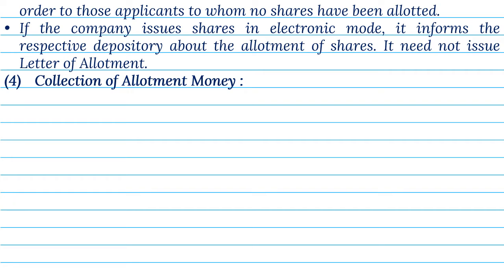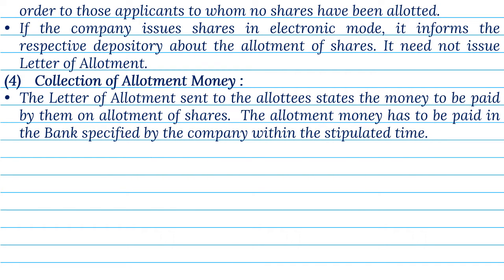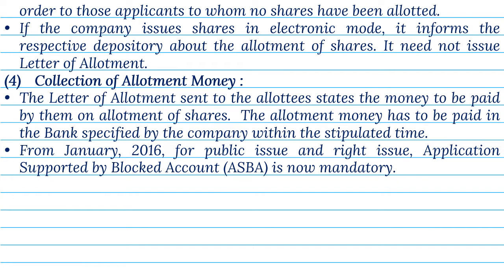4. Collection of allotment money. The letter of allotment sent to the allottees states the money to be paid by them on allotment of shares. The allotment money has to be paid in the bank specified by the company within the stipulated time. From January 2016, for public issue and right issue, applications supported by blocked account (ASBA) is now mandatory.